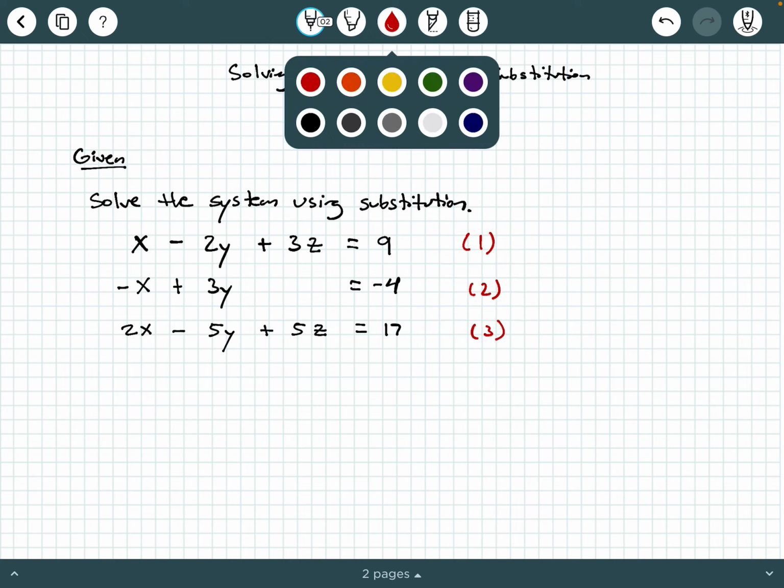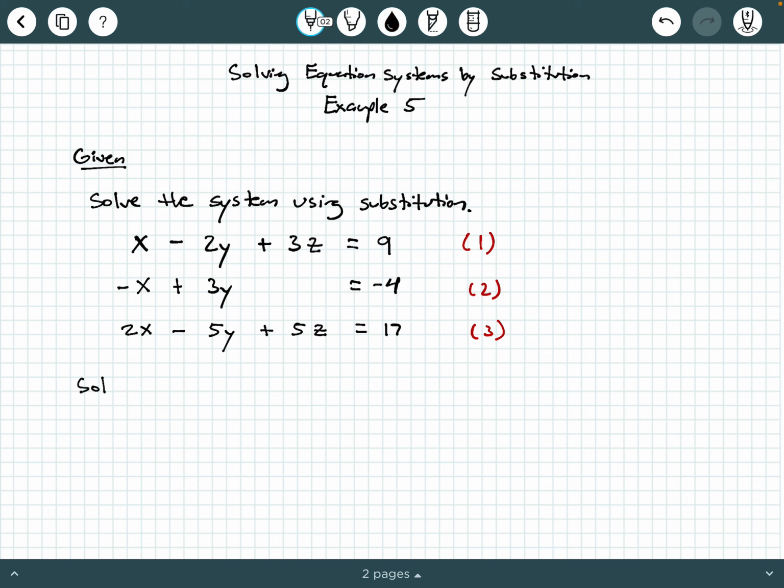To get started, we're going to follow the same rules that we've seen before with the substitution method. Under solution, the first thing I'm going to do is solve for one of my unknown variables in terms of the other two variables in one of my equations. As you've heard me say in my other substitution example videos, it does not matter which equation you start with, and it does not matter which variable you solve for first, okay?